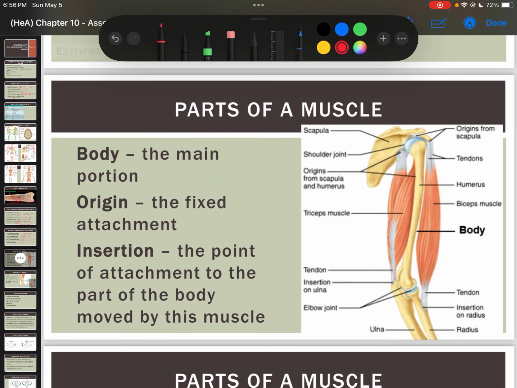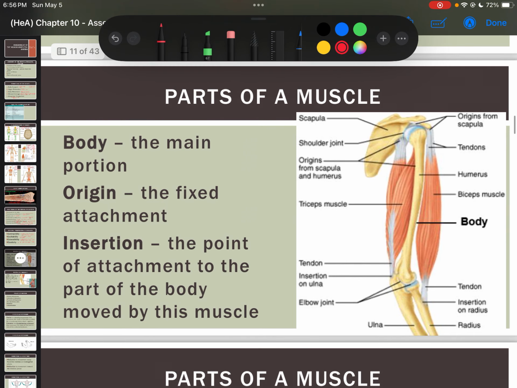Okay, next are the parts of the muscle. In this picture, we will discuss first the first part of the muscle, which is the body itself. The picture is showing the body of the bone, but this is the muscle. So, the body is this portion. This is the main portion of the muscle, and it is the one that has the most contractile power.